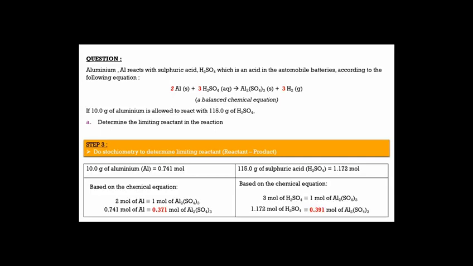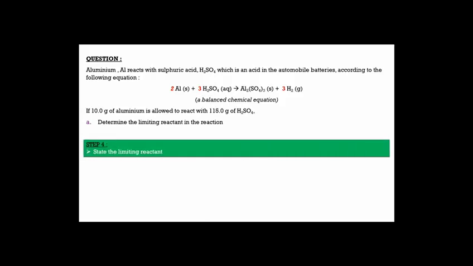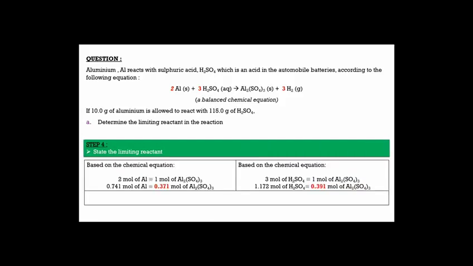Can you now figure out which is the limiting reactant? Is it aluminium or is it sulfuric acid? That is the last step, which is to state the limiting reactant. Based on the calculation that we made through the stoichiometric relationship, we can see that aluminium produces a smaller number of moles of aluminium sulfate compared to sulfuric acid. Therefore, we can conclude that aluminium is the limiting reactant in this reaction.